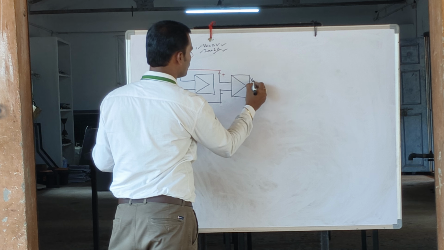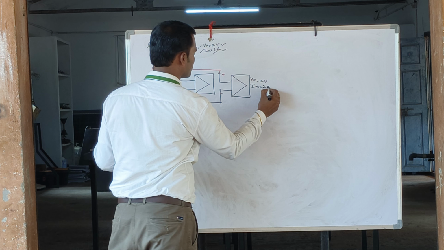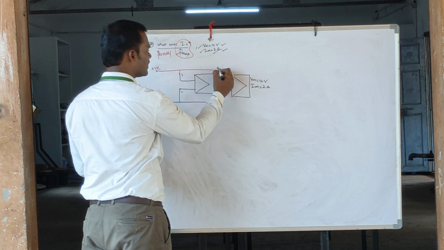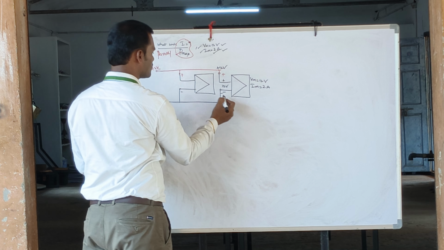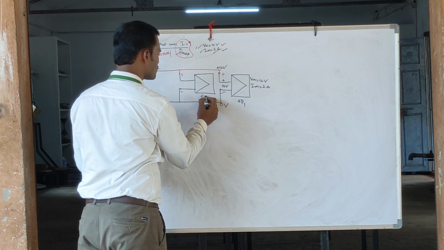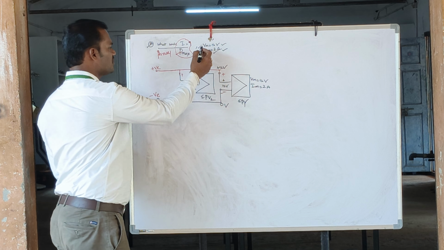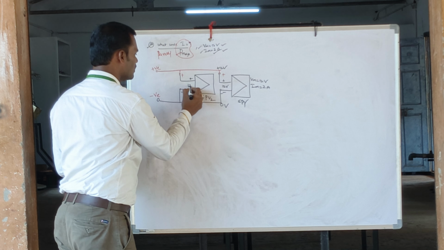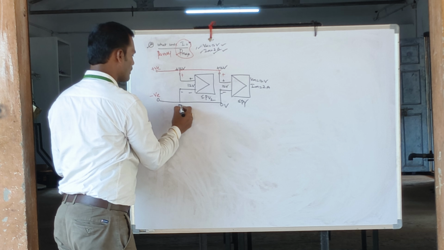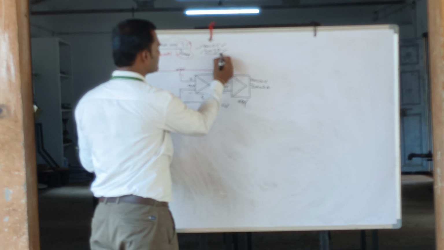So what is the rating given for the solar panel? So Vm is equal to how much? 12 volts, and current Im is equal to how much? 2 amperes. What is the output voltage of this panel? 12 volts. Therefore what is the voltage at this point? 12 volts. And here? 0 volts. This is solar PV panel 1, this is solar PV panel 2. What is the voltage rating of this panel? 12 volts. Here also you are going to get 12 volts, and here 0 volts.